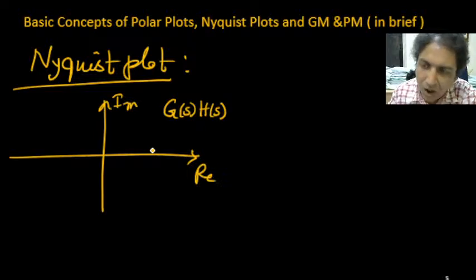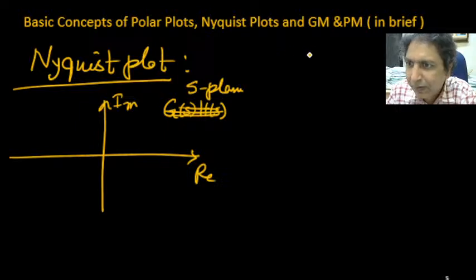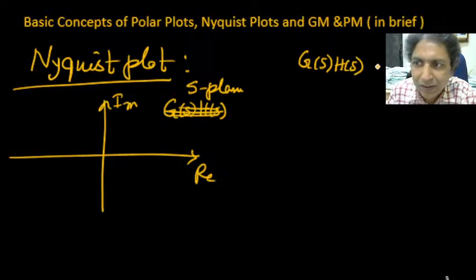Or simply first we can start with only the S plane, not only this one. First we will consider the S plane. There we will put these things. Suppose we will take one example. So G(s)H(s) is given as, suppose, 2 upon s into (s plus 1).